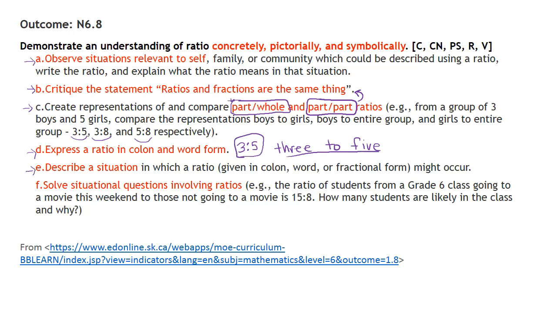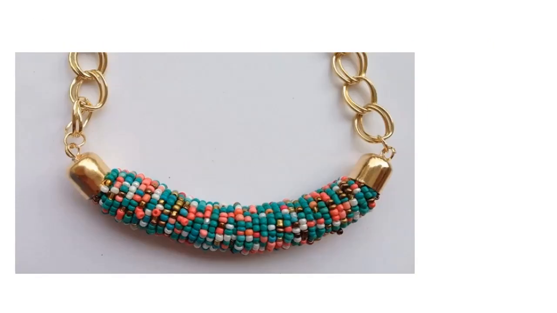E, describe a situation in which a ratio is given in colon, word, or fractional form. So now we know from this little hint right here, we can write it in a colon, we can write it with words, or we can write it in fractional form, 3 to 5, or 3 out of 8, because we said there were 3 boys and there's 8 in the whole group. Lastly, this one says solve a situational question involving ratio, and I have this exact question coming up, so we'll have a look at that in one of the next slides.